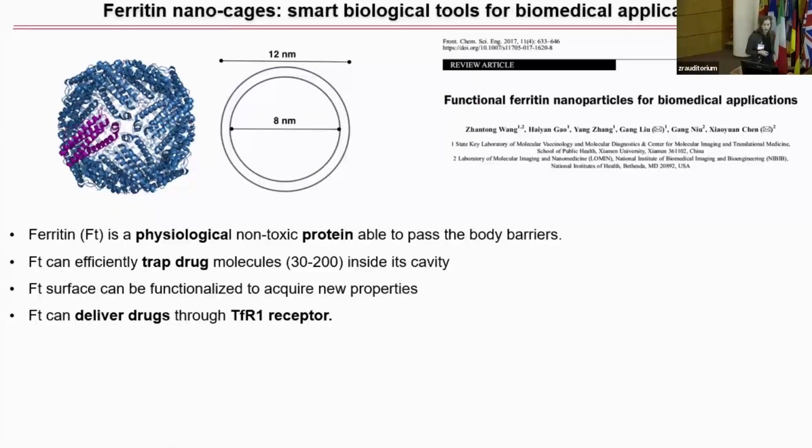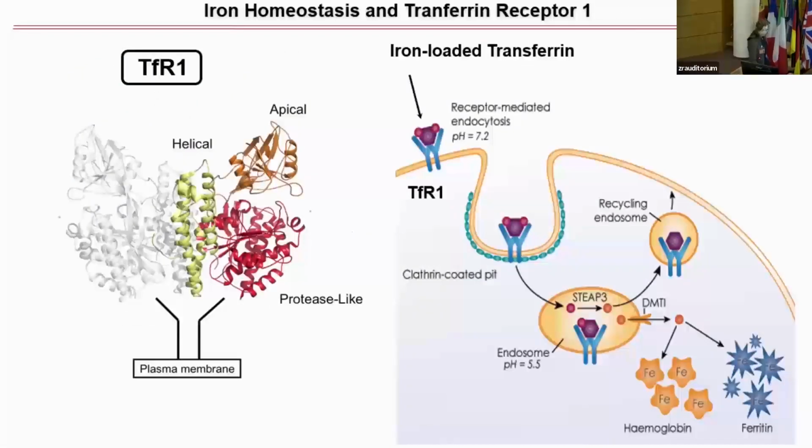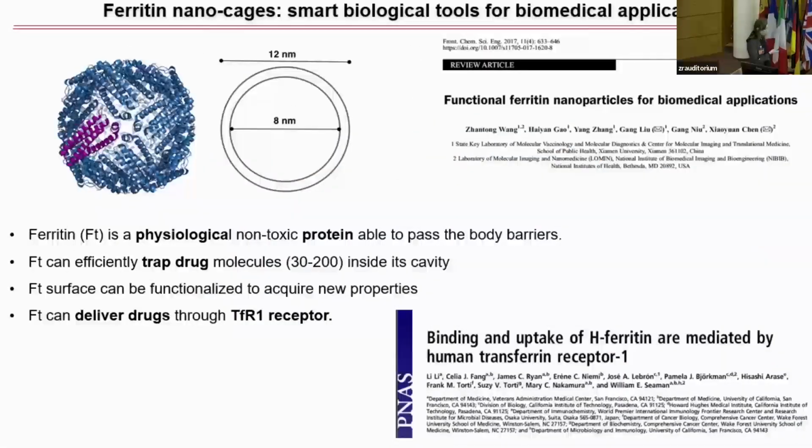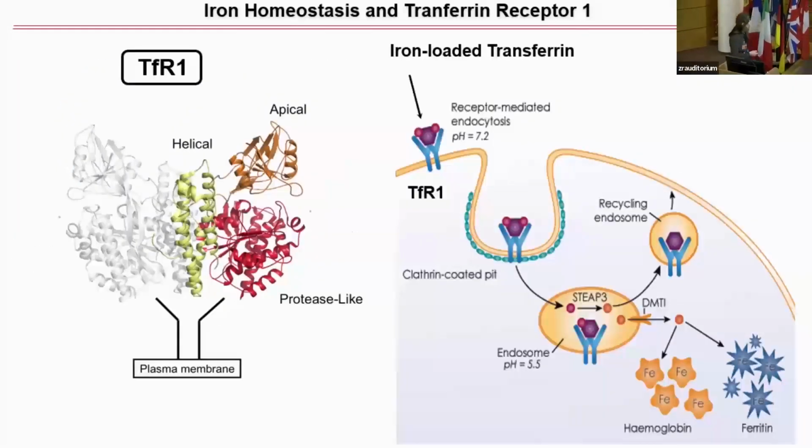But actually, there is not the need for that, at least if you want to target the cancer cells, because actually ferritin, as we will see, is already targeted because it recognizes a receptor on the cell that is the transferrin 1 receptor. What is the transferrin 1 receptor? It is a well-behaved receptor, so it has a transmembrane segment.